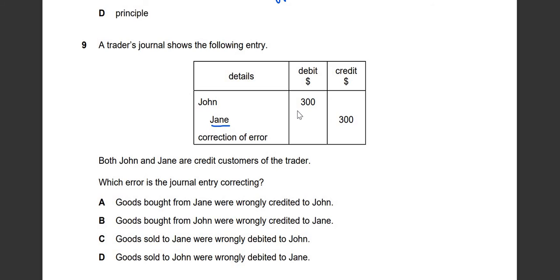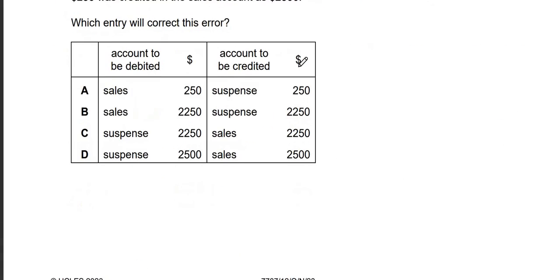Alright. So when the error is corrected, John will be debited to record credit sales in the customer's account. Jane will be credited to rectify the error. So goods sold to John were wrongly debited to Jane. That's why we are crediting Jane right now. Okay. Now let's move on to the next question.